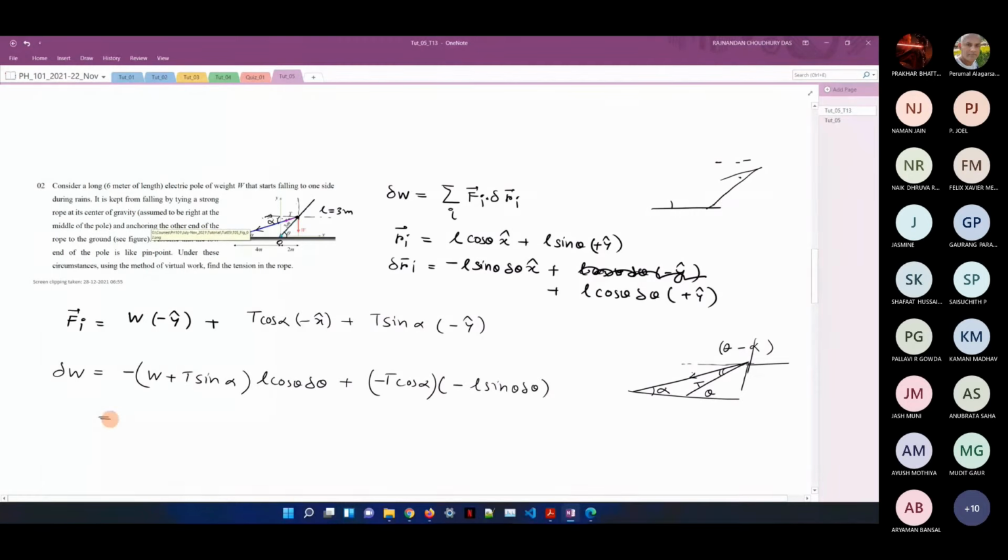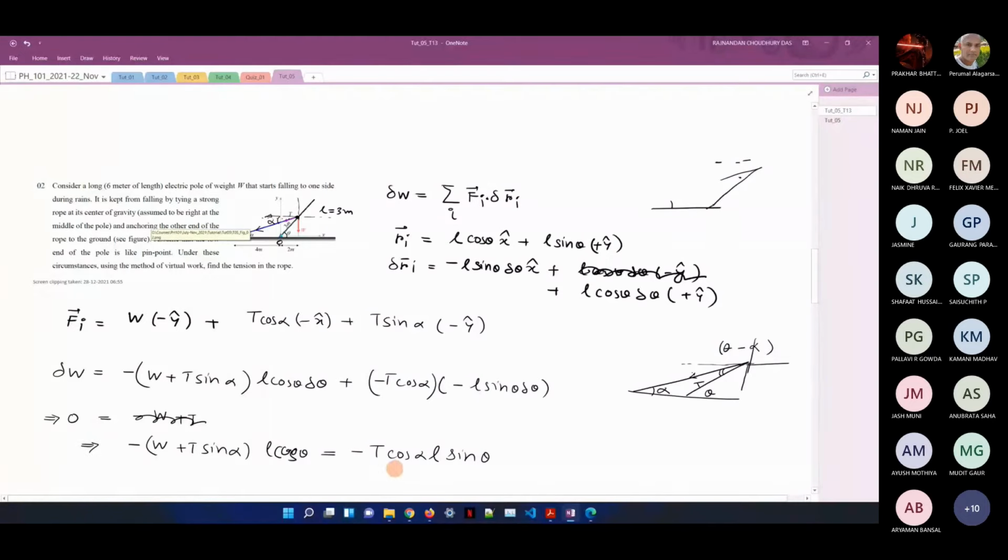So we got that our delta W will be equal to minus of W plus, let us note it. The delta W will be equal to 0 because this is a virtual work. So we can write it equal to 0. Now if you simplify it, you will get minus of W plus T sin alpha times L cos theta is equal to minus of T cos alpha L sin theta. We will simplify this and we will get this.